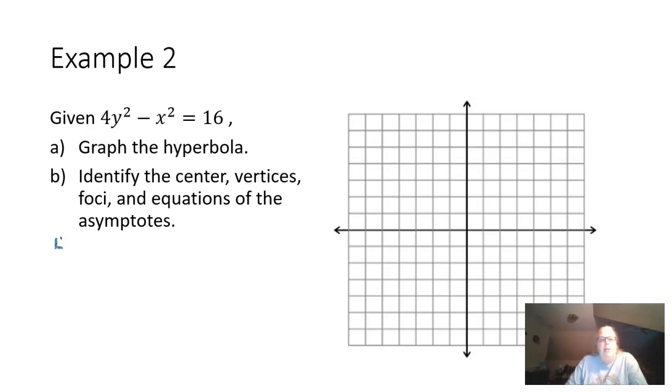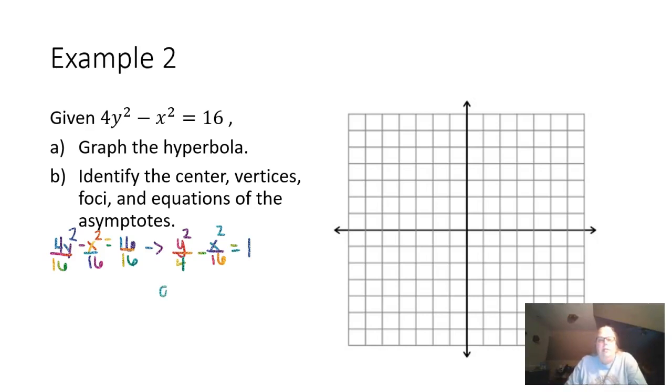Well, the first thing I notice is that this hyperbola equation is not equal to 1. And so before I can graph this, I need for it to be in standard form, which means I have to divide everything by 16 so that this is actually going to be equal to 1. That's going to give me y squared divided by 4 minus x squared divided by 16. This is going to be equal to 1.